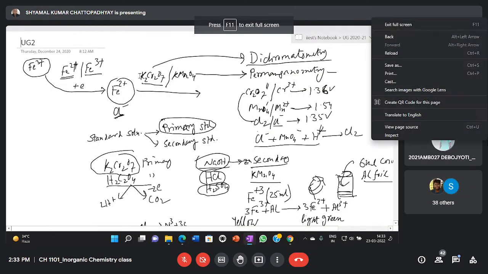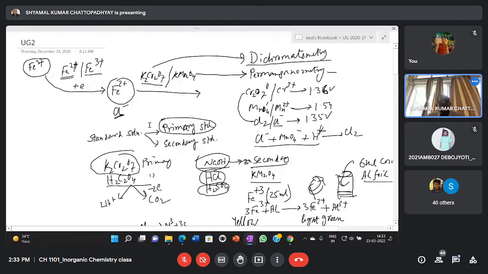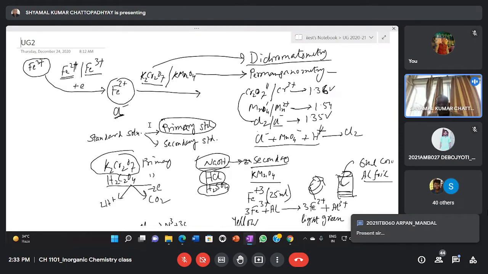But the disadvantage of potassium dichromate is that its color is not so intense, and as a result, to know the end point in a dichromate titration, you have to use certain indicators, redox indicators. Just as in an acid-base titration you have an acid-base indicator, similarly in a dichromate titration you have to use certain redox indicators, which will enable you to detect the end point.